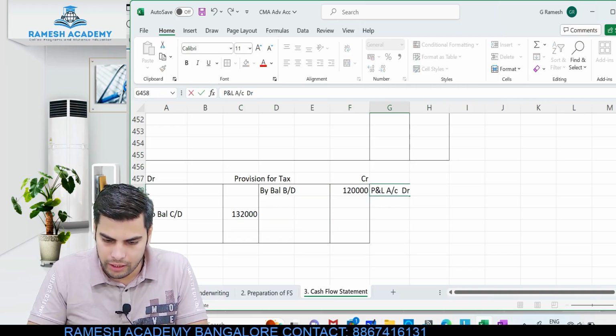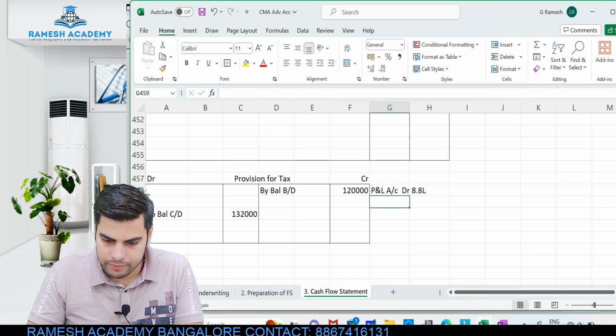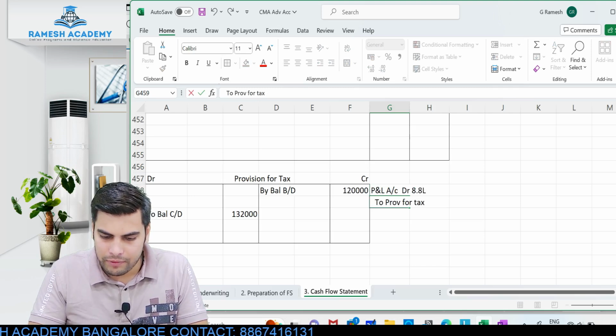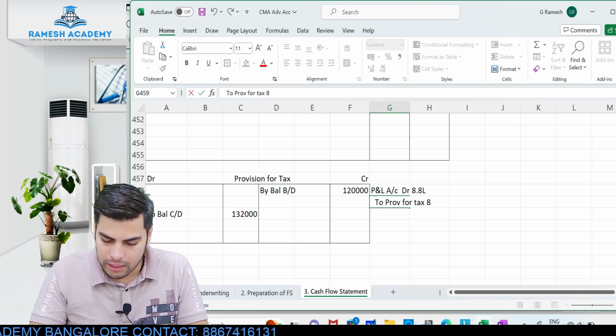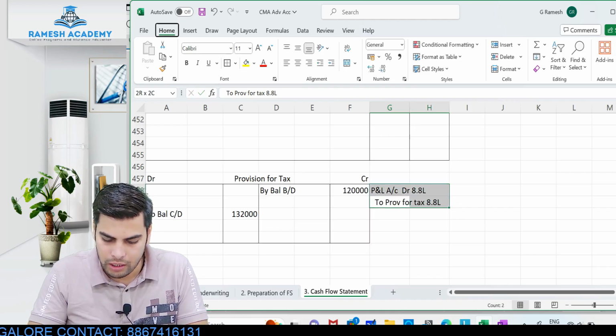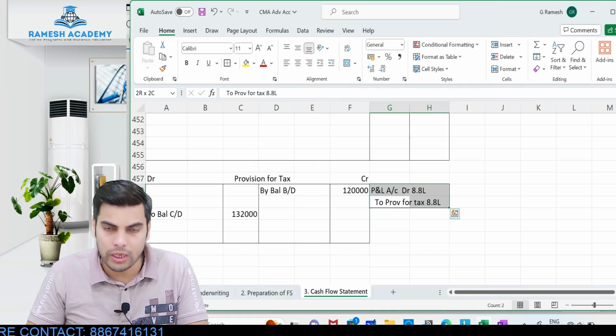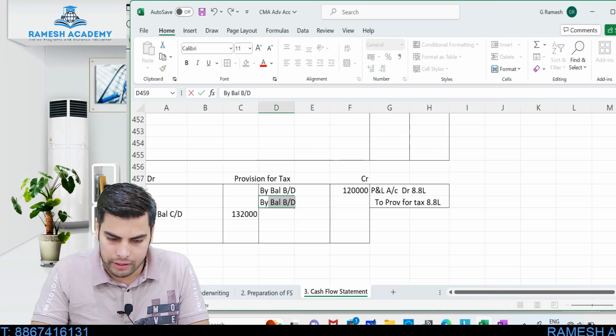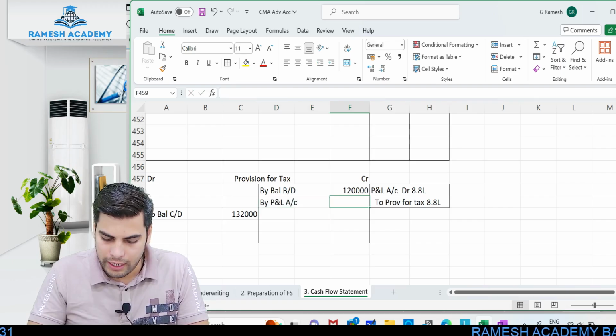P&L account debit 8.8 lakh to provision for tax. Doesn't matter whether it is provision for tax or provision for bad debt, this would be the entry. Now if I want to post this entry in this provision ledger, where will I be showing it? On the credit side, right? So here on the credit side, I'll write by P&L account, 8,80,000 rupees, the provision which was created.